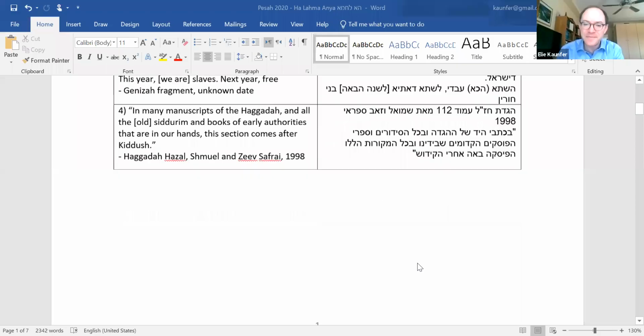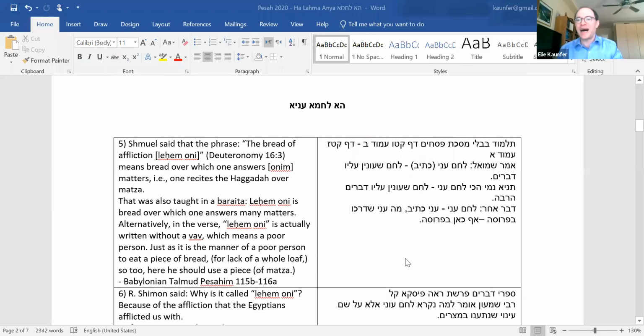Okay, so let's talk about Ha Lachma Anya. What does it mean to say lechem oni, lachma anya? So we have a number of different interpretations of what lechem oni means. And that's something that I think actually is a great opening to the Haggadah, because the whole point of the Haggadah, as you'll see when you study with me over the next week and a half, is that the Haggadah is meant to invite different interpretations of things that we think are fixed.